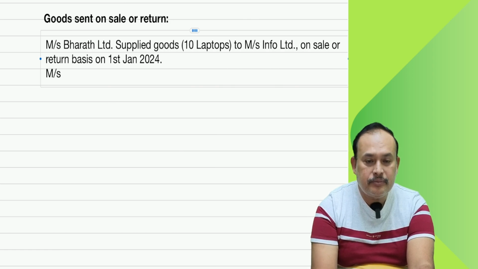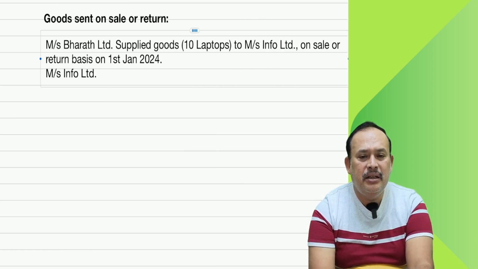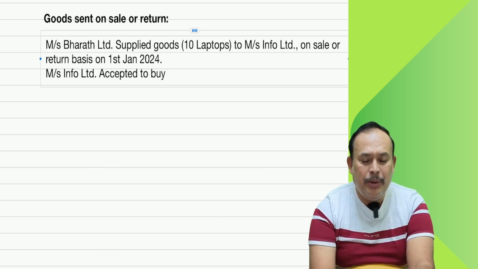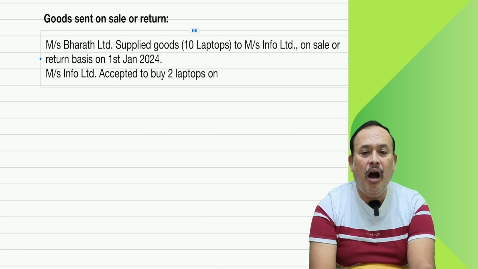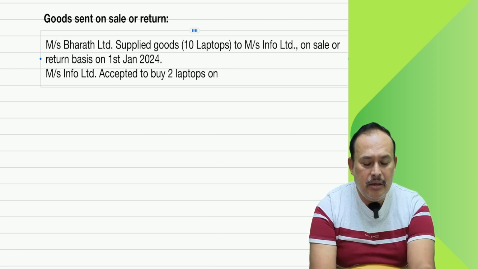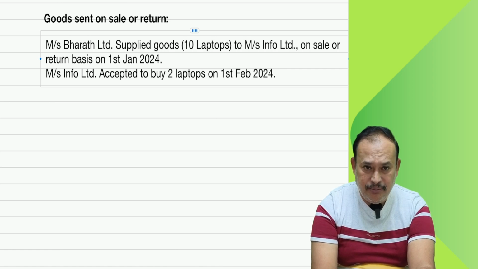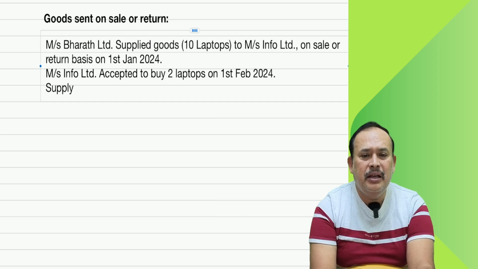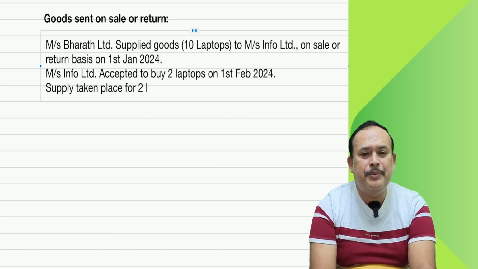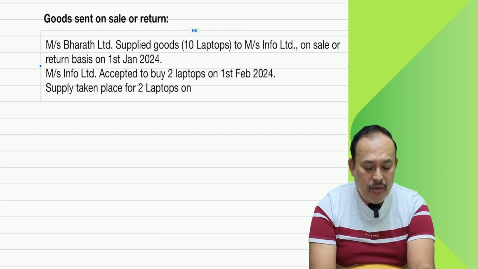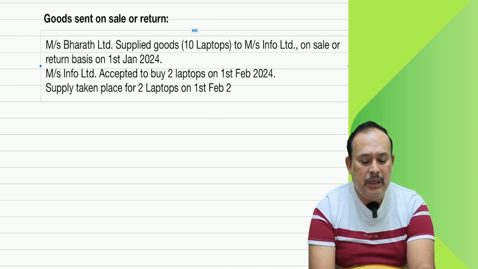Further, Mrs. Info Limited accepted to buy 2 laptops on 1st Feb 2024, for example. Then supply has taken place for 2 laptops. Supply taking place on what date? On 1st Feb 2024.